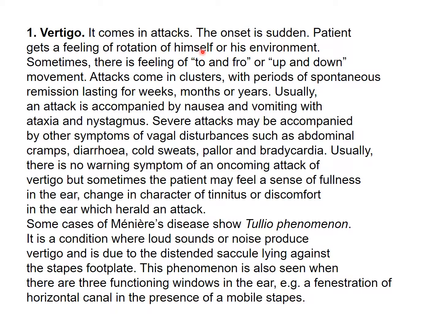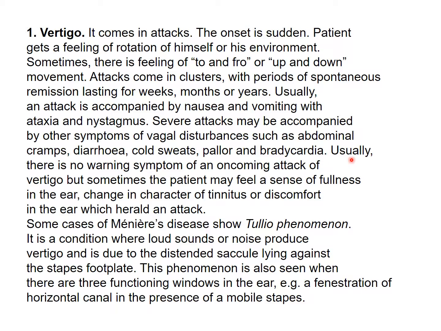Vertigo comes in attacks. The onset is sudden. The patient gets a feeling of rotation of himself or his environment. Sometimes there is a feeling of to and fro or up and down movement. Attacks come in clusters with periods of spontaneous remission lasting for weeks, months or years. Usually an attack is accompanied by nausea and vomiting with ataxia and nystagmus.